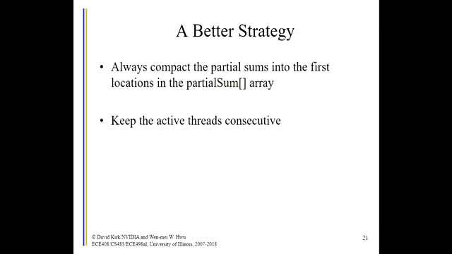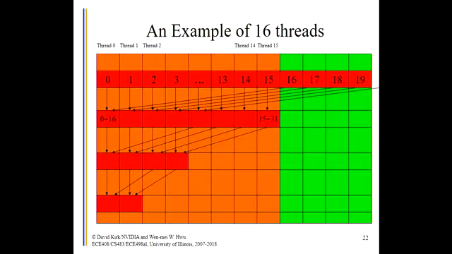We always pack the partial sums into the first locations in the partial sum array. We don't let them spread out the way that first algorithm does. We always make sure that all the partial sums are packed into the first portion of your shared memory array. And then we keep the active threads also consecutive all the time, okay? So this is what we do. We don't need to move anything simply because we can choose the pairs, to choose the element that will be accumulated into each of these home locations.